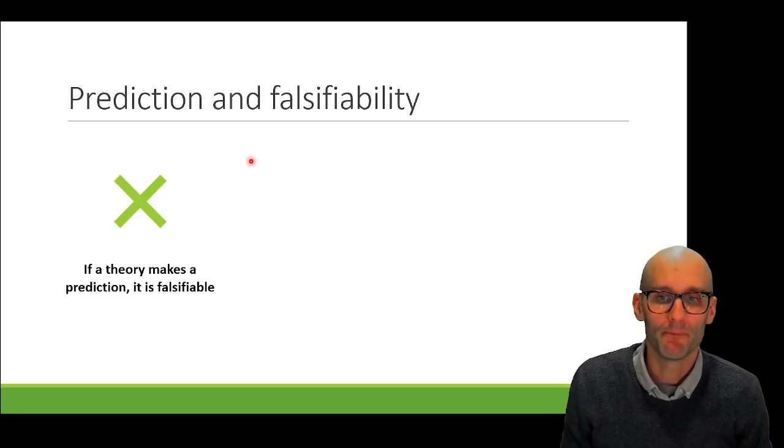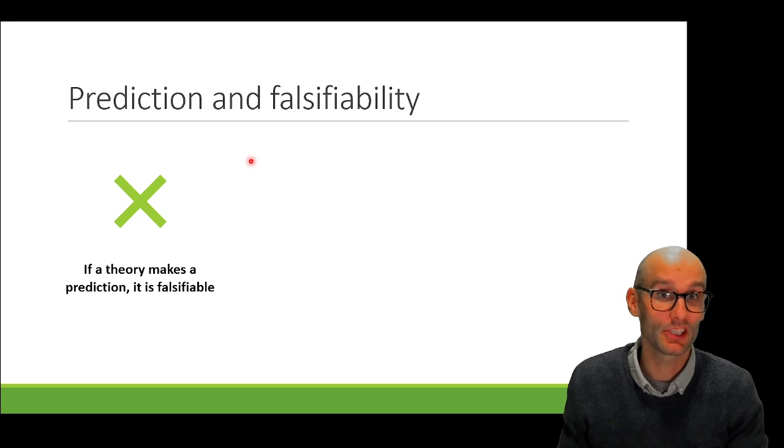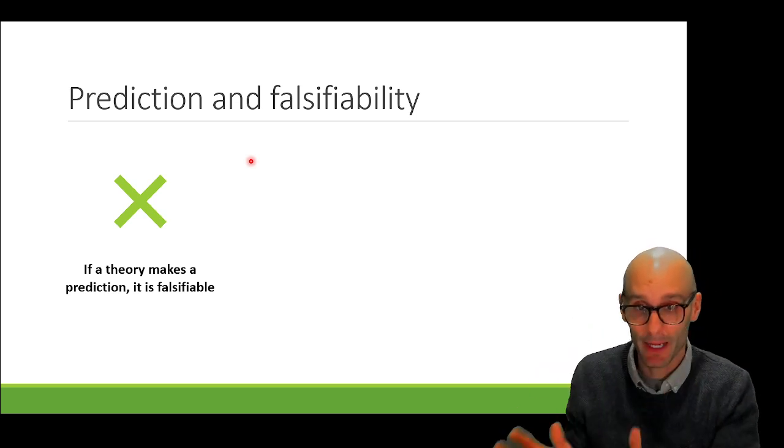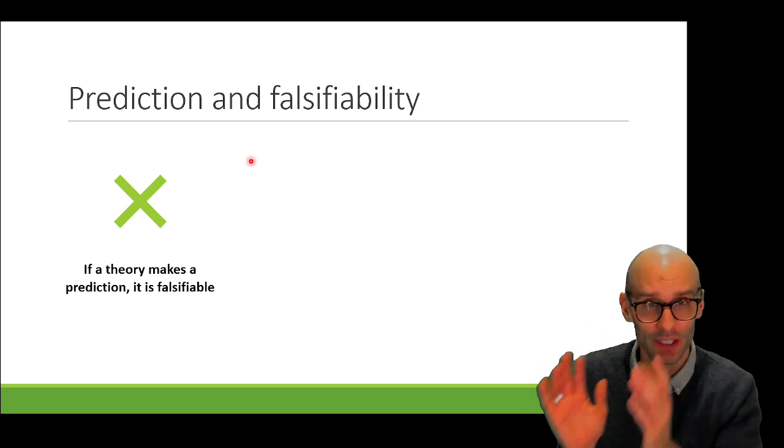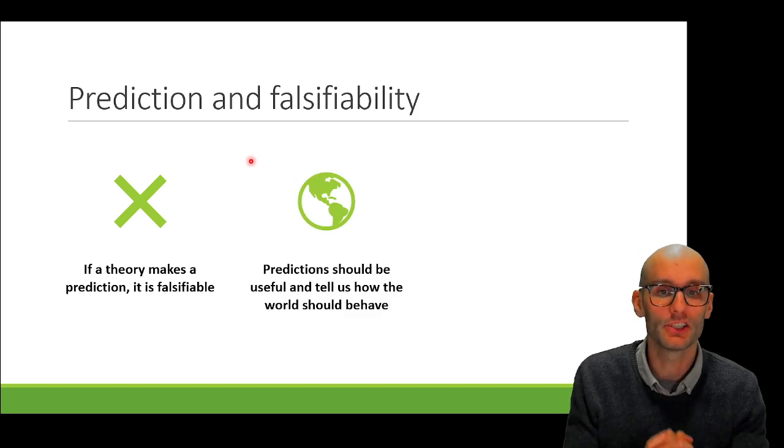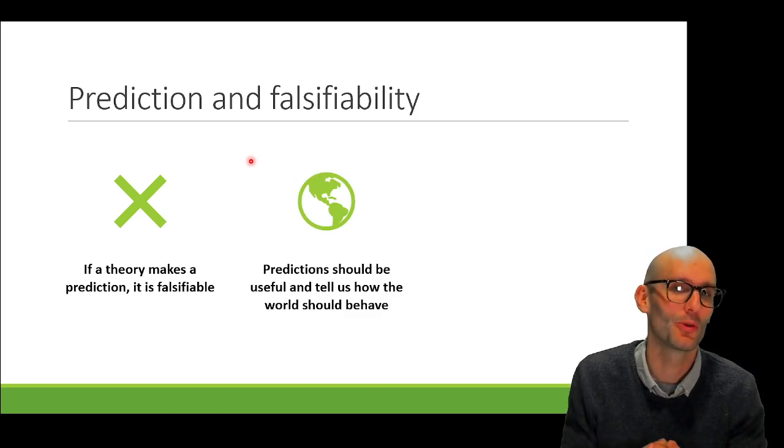And so if a theory makes a prediction, it's falsifiable. So a good theory needs to make predictions, and therefore a good theory is falsifiable. Predictions should tell us useful stuff about how the world should behave.